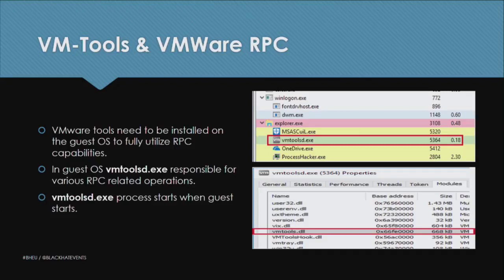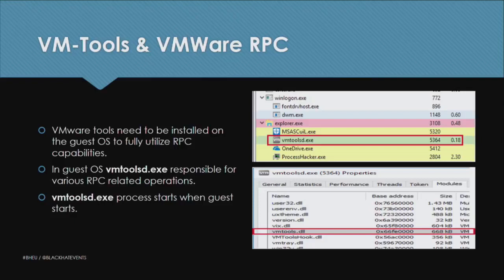So if you're familiar with VMware, you must be familiar with a tool called VM Tools that you usually install inside the guest operating system. This is a tiny piece of software that makes your life a lot easier by bringing a lot of features like file and folder sharing between guest and host, clipboard sharing, drag and drop, copy paste, and clock synchronization, and there are many features.